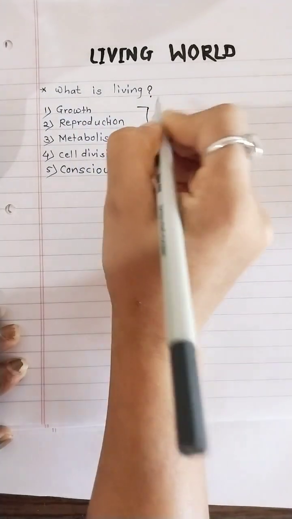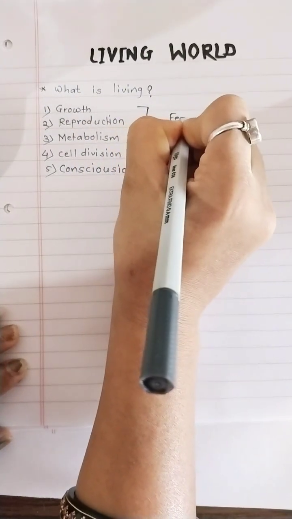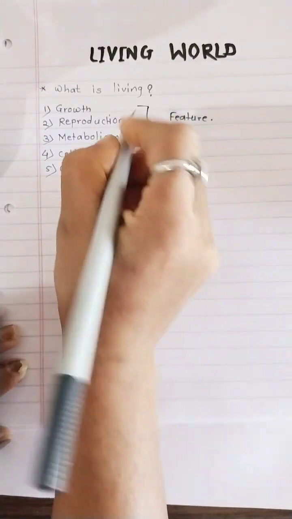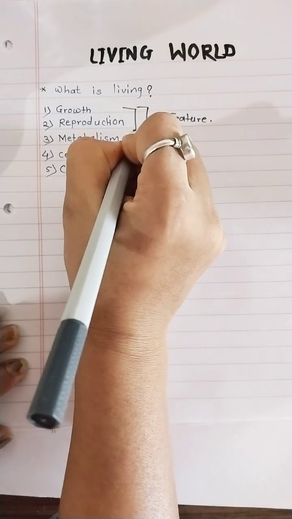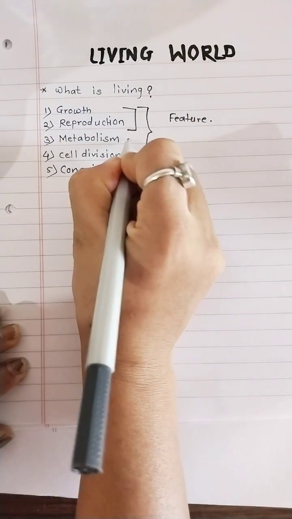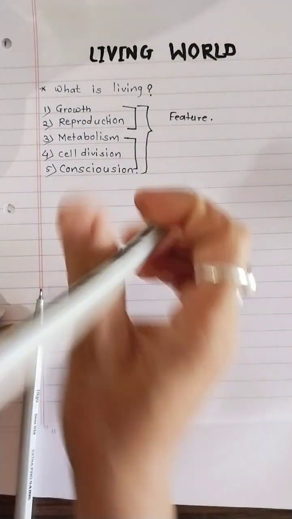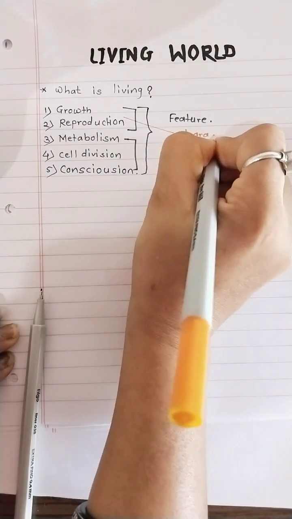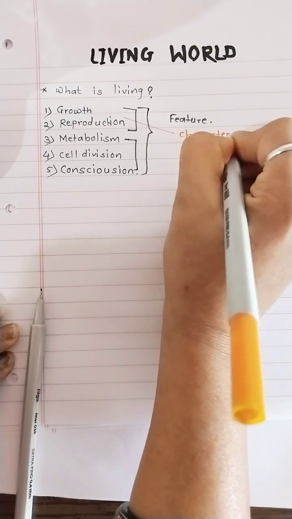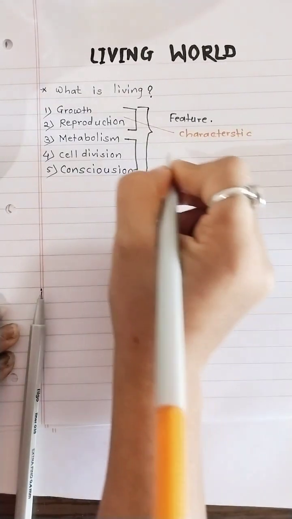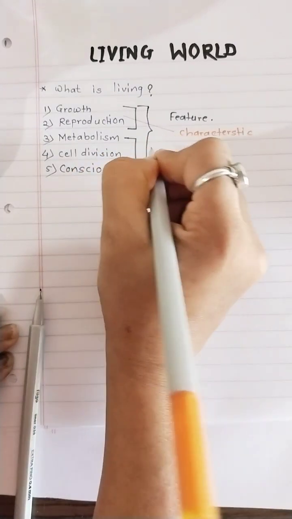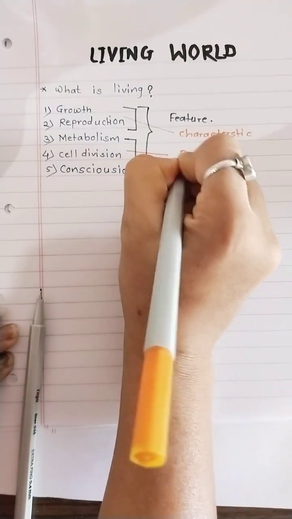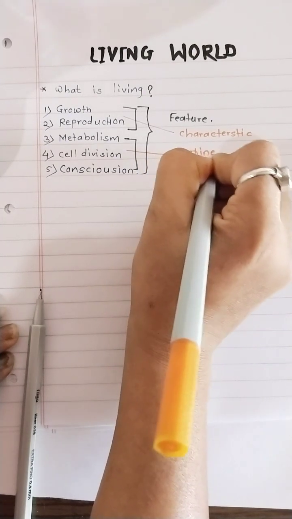We start with growth, which we consider a feature everyone knows. Of these, growth and reproduction are considered the characteristic features. And metabolism, cell division and consciousness are known as the defining features.